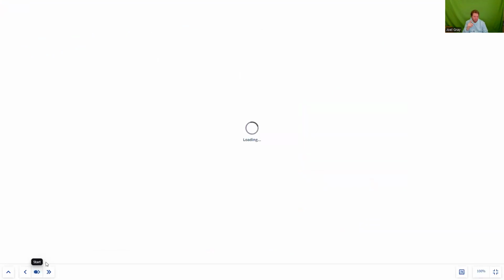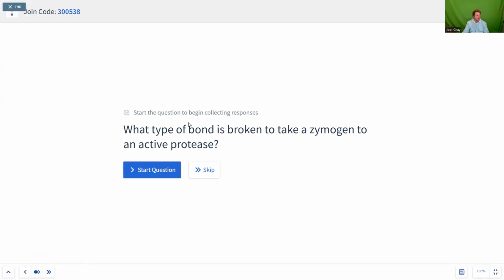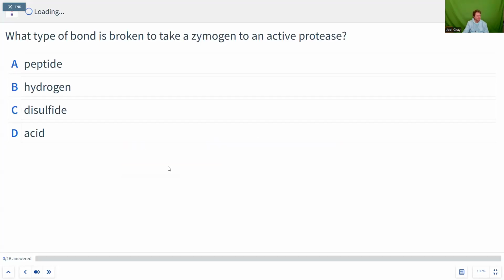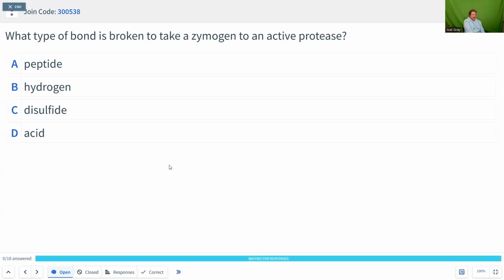Okay, now we've got a follow-up question to proteases, and this is going to be a pretty quick one as well. What type of bond is broken to take a zymogen to an active protease? Our options are a peptide bond, a hydrogen bond, a disulfide bond, or an acid bond. And we've got the spinning wheel. Okay, there we go. 27 seconds left.